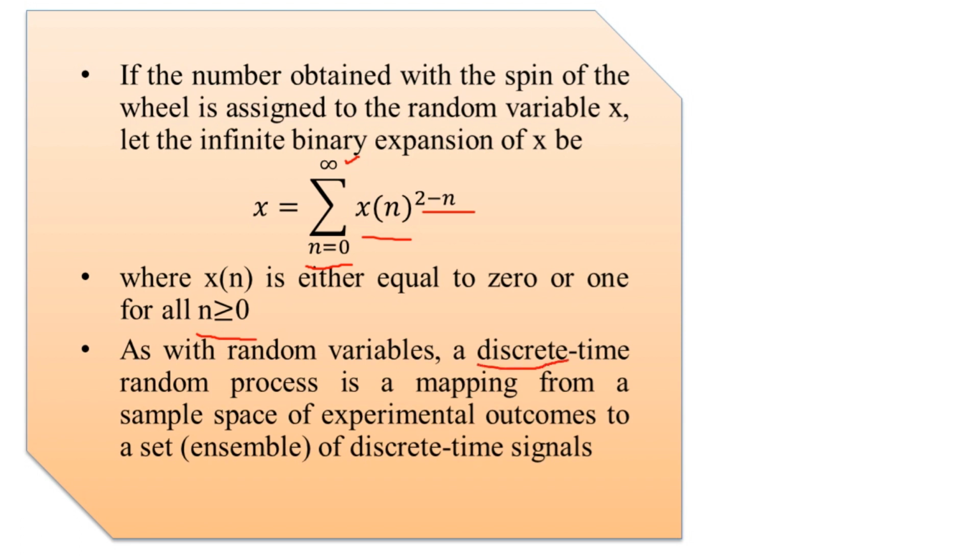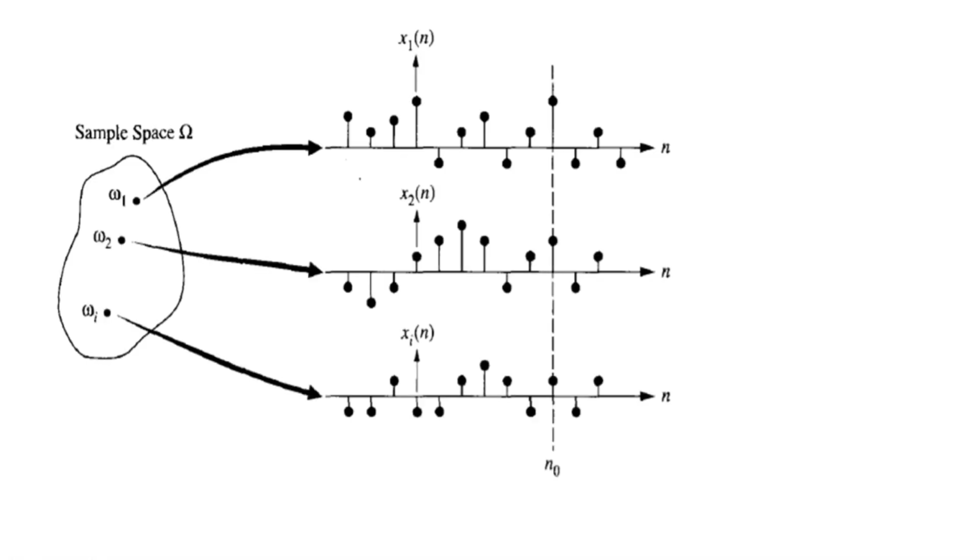Here it is, the discrete time random process, and it is the mapping from the sample space of experimental outcomes to a set of discrete time signals. So the thing is very clear. The discrete time signals are there as a part of the sample space that we usually denote by capital omega, and those have a mapping to the random process. The pictorial representation of the same concept can be done with the help of this diagram.